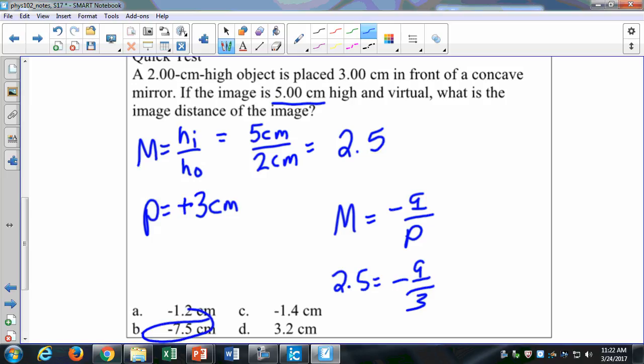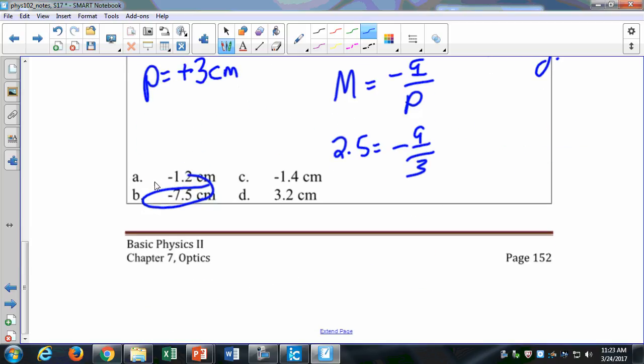We should know that it has to be negative, right? So if we came out with a positive number, we should know that the image distance has to be negative. Why? Because it's a virtual image. So sometimes you'll have to look for clues in the problem to tell you about the various signs. So in this case, you didn't have to do that. But you should know that the image distance is negative because it's virtual.